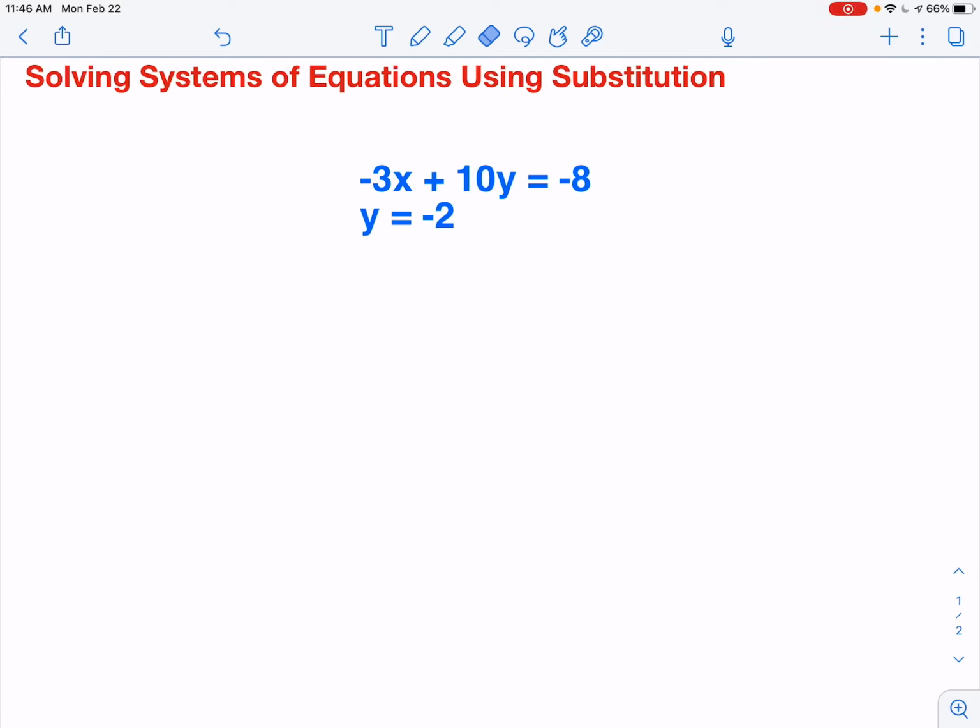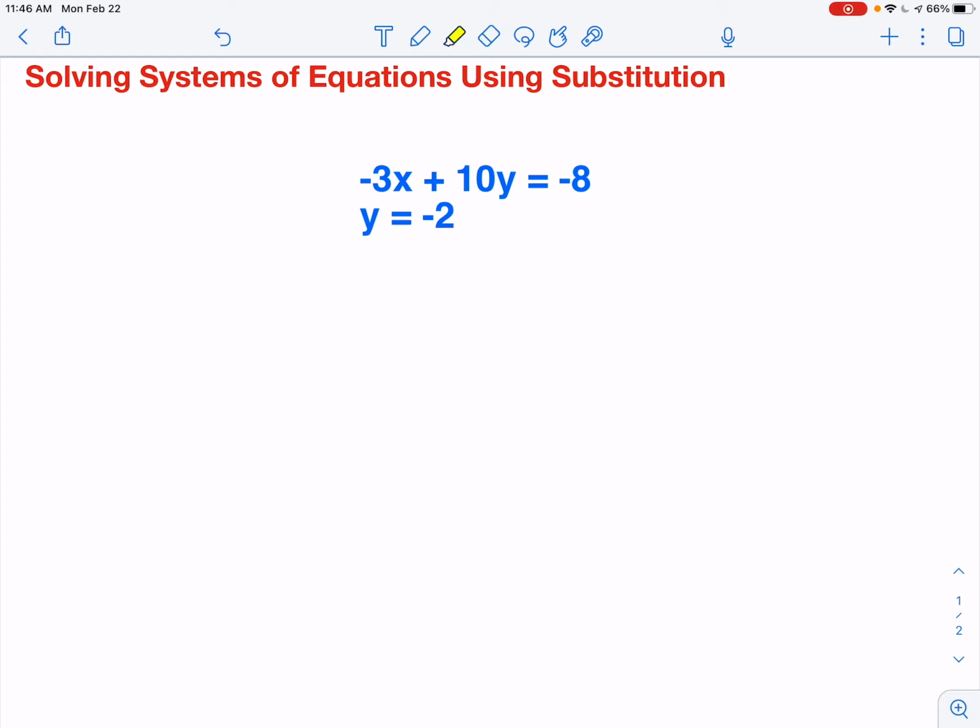Hello, today we're going to look at solving systems of equations using the substitution method. The substitution method is usually best if you have one of your equations that is set to y equals or x equals. There are several methods for solving systems of equations. All of the ones that we look at today are going to be using substitution. So I have 3 examples to look at.